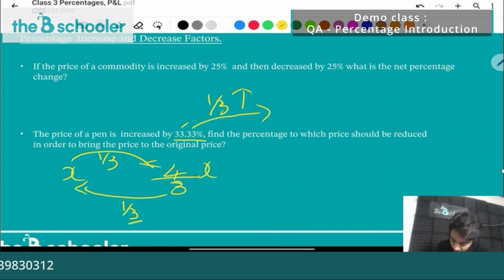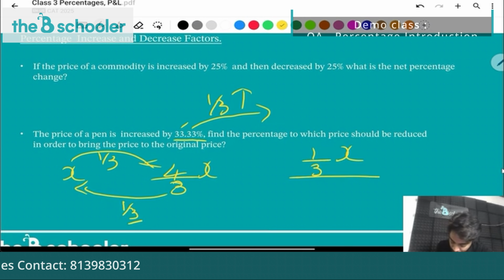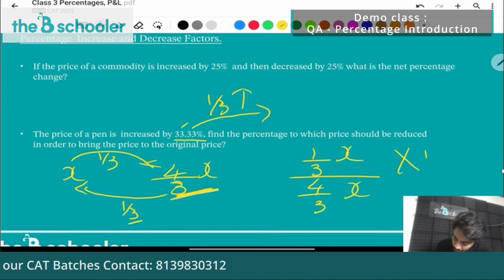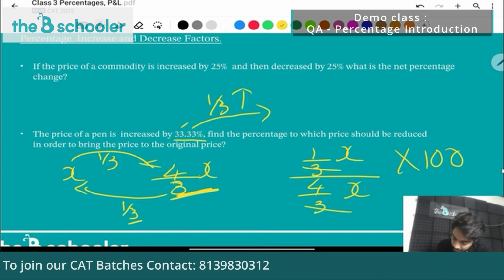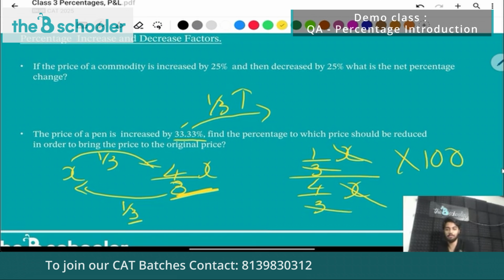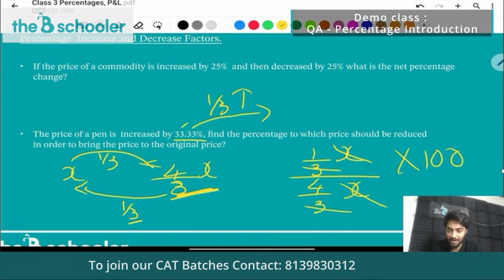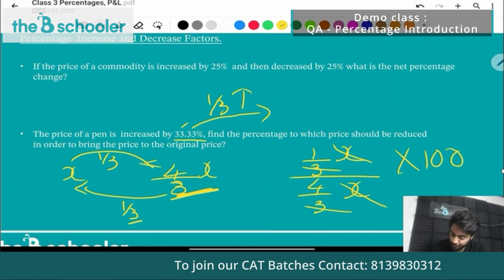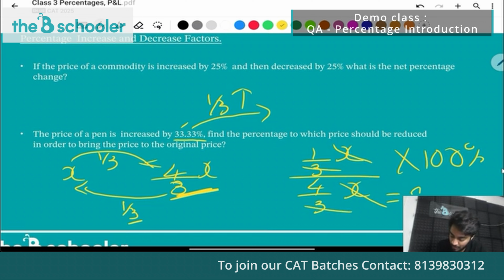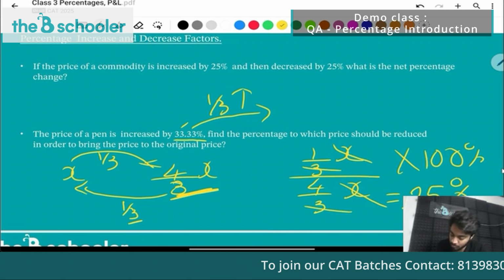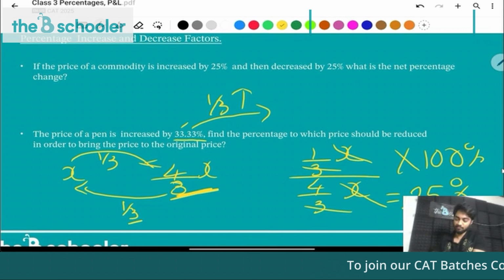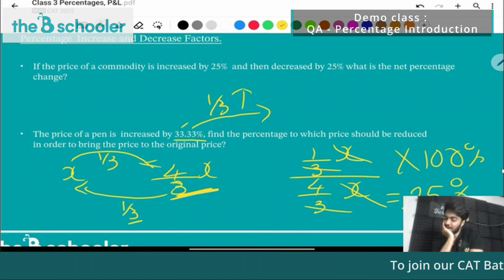So the percentage change would be 1 by 3x divided by the new one, that is 4 by 3x into 100. The 3 and 3 cancel, x cancels, so it doesn't matter what the actual price of the pen is. x anyway cancels. So you will get the answer as 1 by 4 into 100 percentage, which is nothing but 25 percentage. So the answer is 25 percentage. Is that clear? Clear or not?